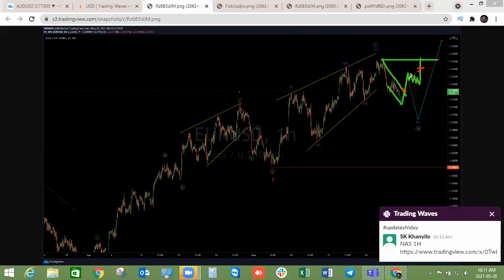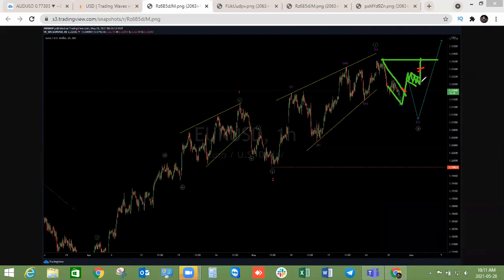So for now here, if we're going to get a move to the upside, we're going to take it. We're going to manage it here. If it reaches here first, then we move it to break even. If it reaches the equal legs of this one here, then we're going to move it to break even. So we can either move it to break even at this level or just at this level, depending on which one comes first. So this is how we're going to manage Euro US dollar.